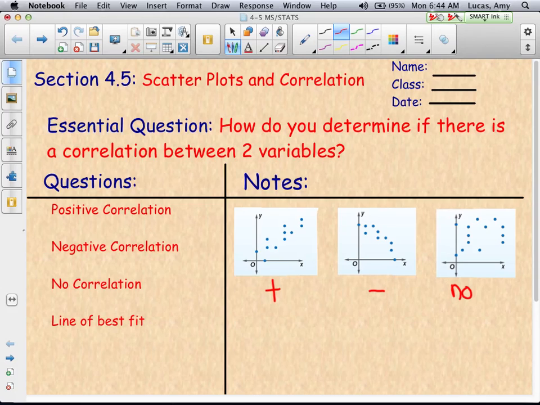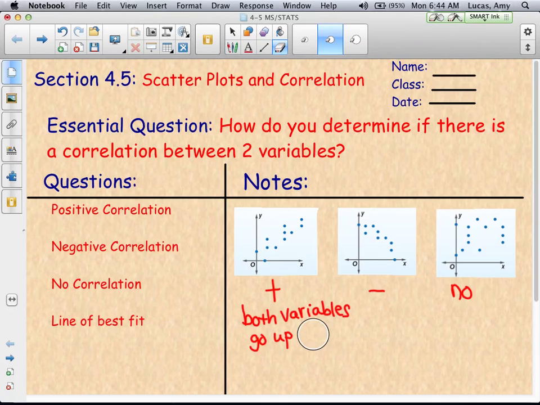When you say, how do you determine if there's a correlation between two variables? Correlation is like a relationship. And with positive correlation, both variables are doing the same thing. So if one variable goes up, the other goes up. So both variables go up, or both go down.